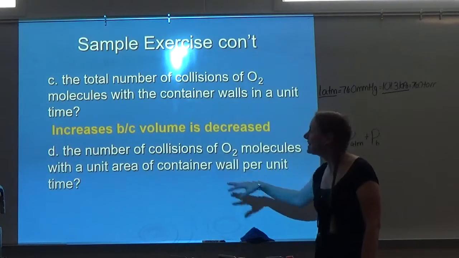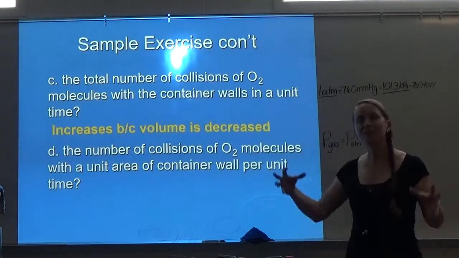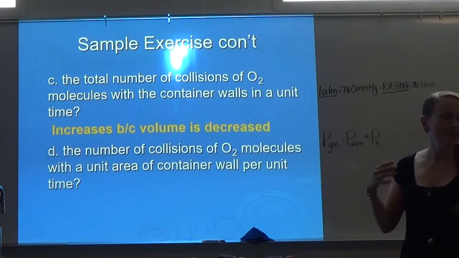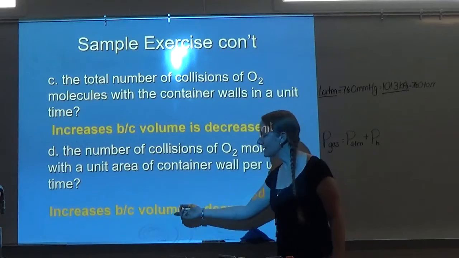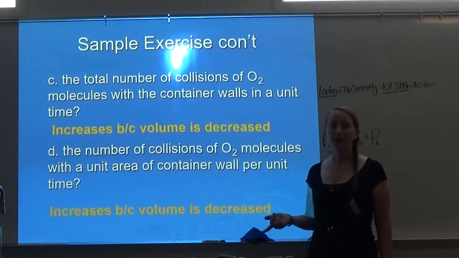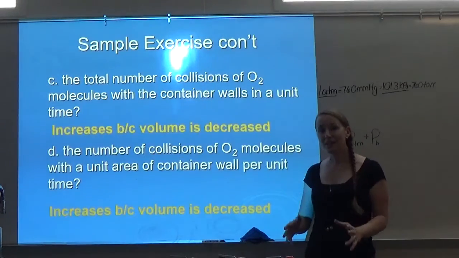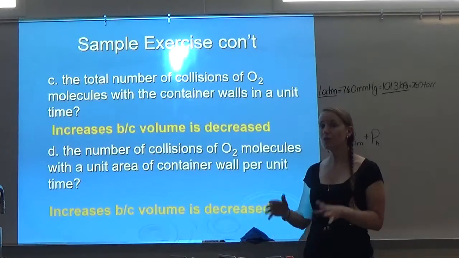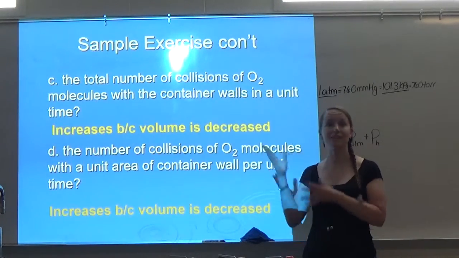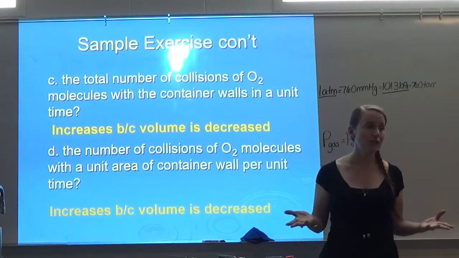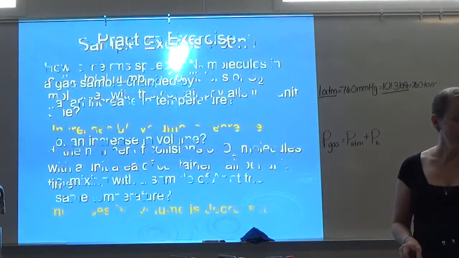All right, so again, this is about collisions. Because we decrease the volume, it's going to increase. So the number of collisions increases again because volume is decreased. Okay, so remember, speed and kinetic energy of the particles are based on temperature. So if it has something in there that says temperature is constant, like this one did, then those are not going to change. All right, so let's move on.